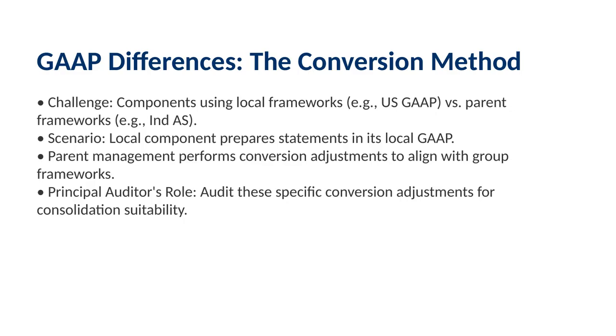But what happens when the component is in another country and uses a different accounting framework? For example, a subsidiary in the US might use US GAAP, while the parent company in India uses Ind AS. In such cases, the local auditor might not be familiar with the parent's GAAP and cannot report on it. In the first scenario, the component prepares its statements using its local GAAP. Then the parent's management performs a conversion to align those statements with the group's accounting framework. As the principal auditor, you must audit these conversion adjustments to ensure the information is suitable for consolidation.